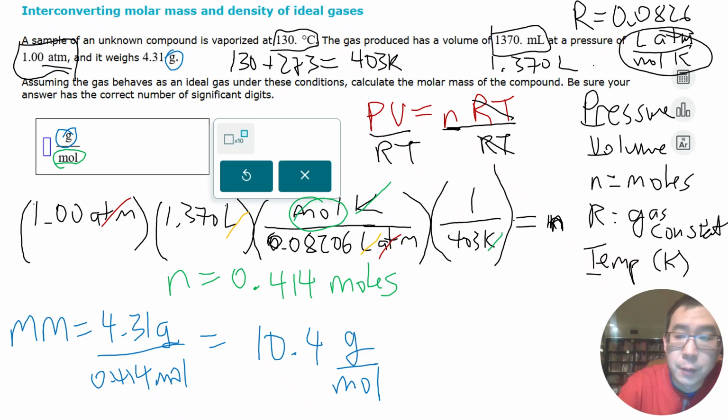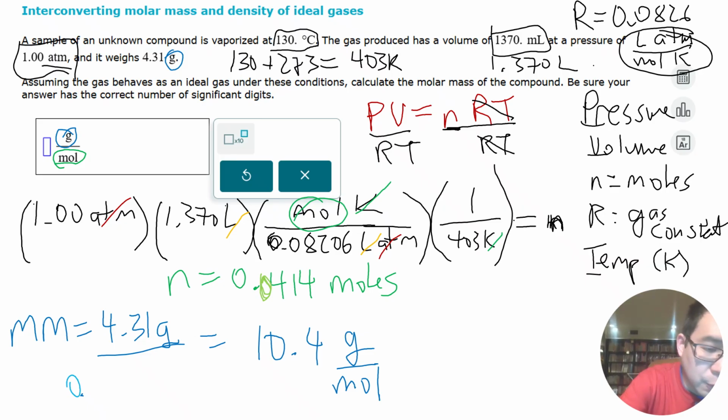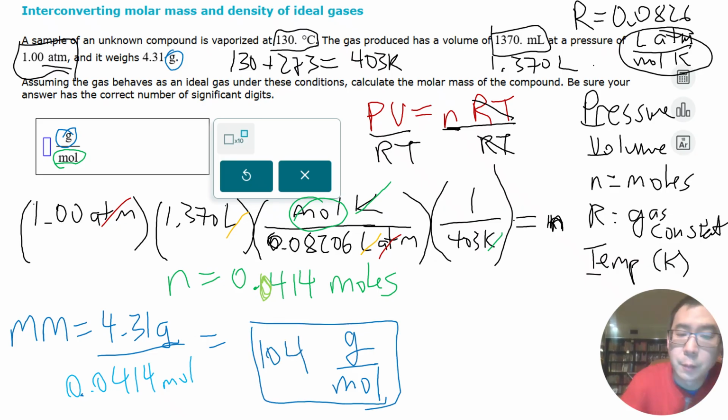I just realized I made a mistake here. It's not 0.0404, it's 0.0414. I left out a 0. So I get 0.0414 moles. And my answer is not 10.4. That's a little strange for molar mass. It's 104 grams per mole. Sorry about that.